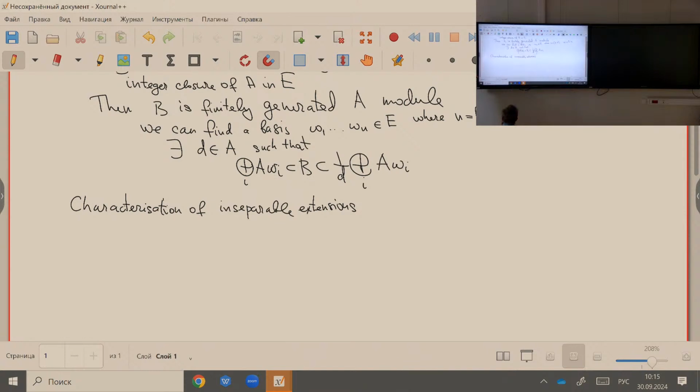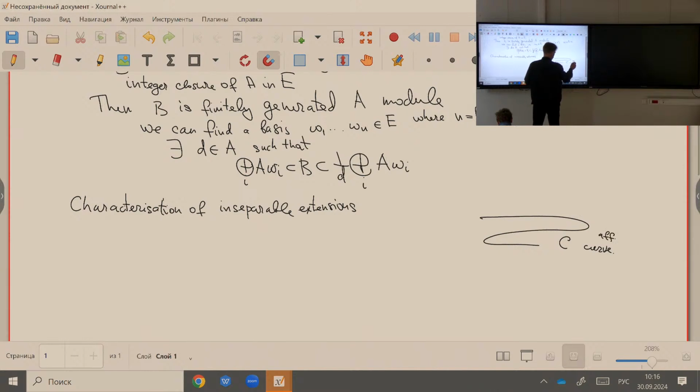For example, when the ring is Dedekind, meaning that it is one-dimensional. As an example of such a ring, we can think of the ring of functions on a curve. So we have C, some curve, and we can consider an affine chart. We can think of this as an affine curve, meaning that it is sitting in an affine space.